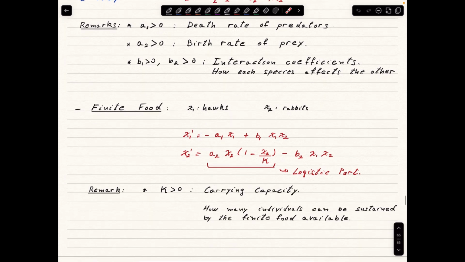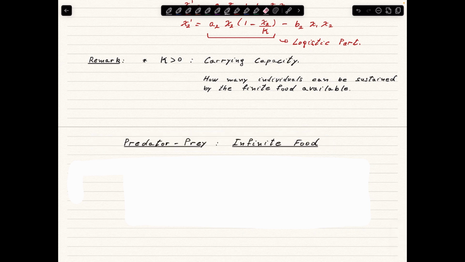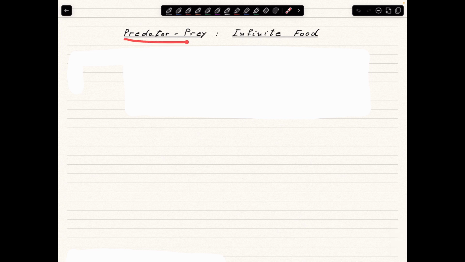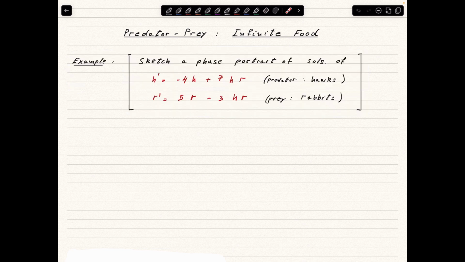Let's go to the main part of our video, which is to sketch an approximate phase portrait of the solutions to the predator-prey system in the case that the prey has infinite food resources. And instead of working with the most general predator-prey system with infinite food resources, we are going to give some arbitrary values to the coefficients, and we are going to work with this system. We call the variable that describes the predator H. You should keep in mind hogs, the population of hogs, and R for the population of rabbits. So it's easier to identify which variable we are talking about.